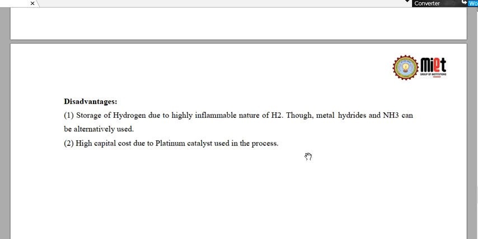And if we talk about a few disadvantages, then first is obviously the storage of hydrogen, because it is very highly inflammable, although metal hydrides and ammonia can alternatively be used. Next disadvantage is that the catalyst mostly used is platinum, which is a very high cost metal. So this increases the cost of our fuel cell.